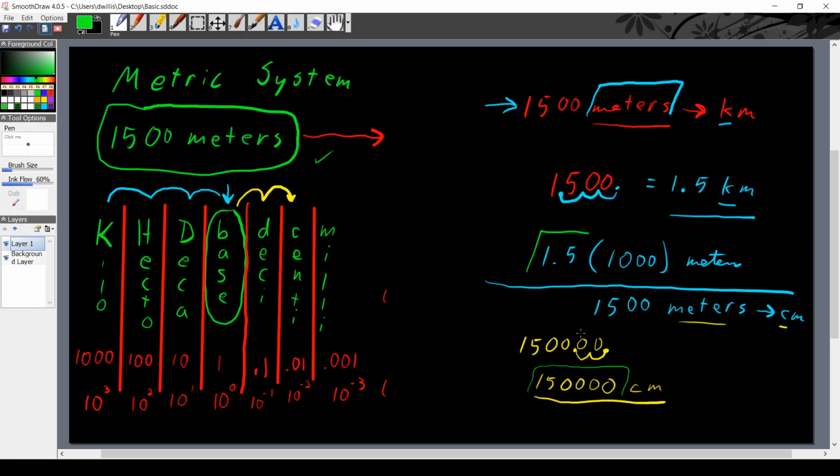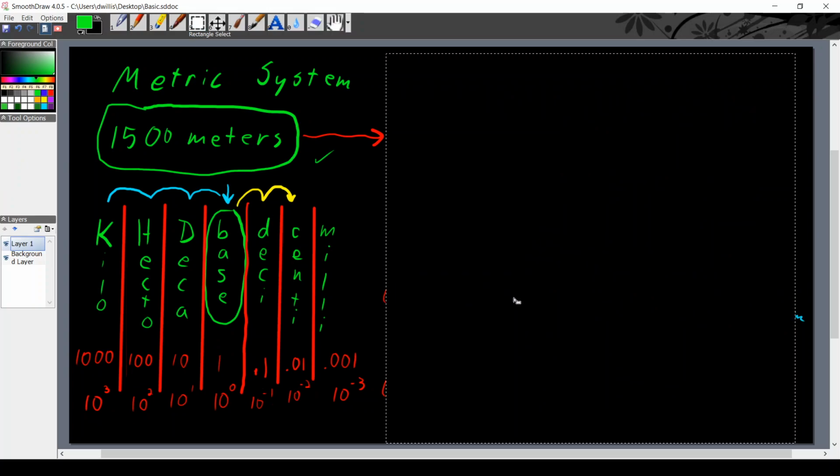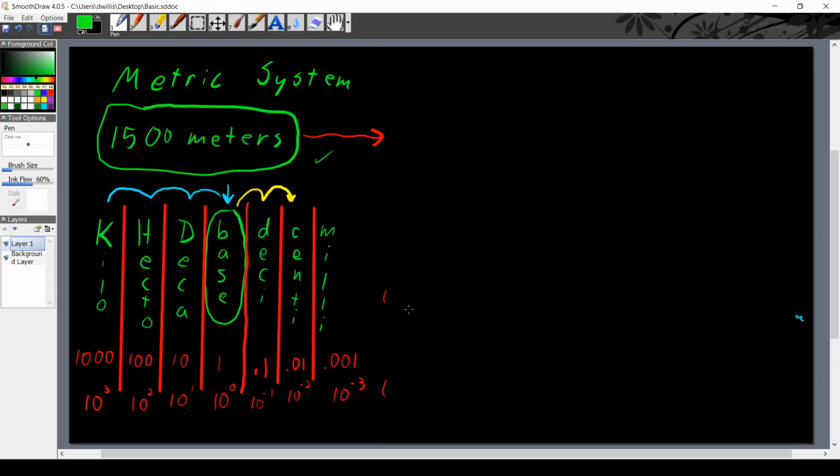All right, so that's a quick look at the introduction of the metric system. Something else that I want to mention to you guys is that if you want an easy way to remember this, KHDBDCM, there are all kinds of little mnemonic devices, little sentences that you can make up.